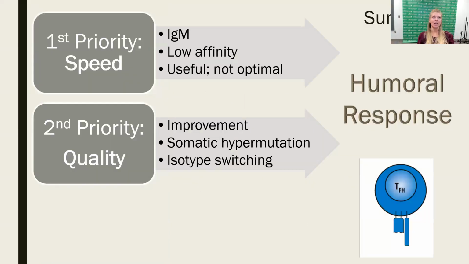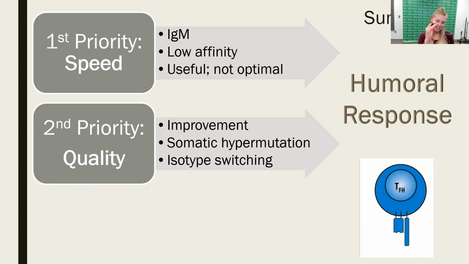So in summary, I have just a little bit of summary here for you. The first priority of any infection is speed, right? Low affinity, but it's going to be IgM, and it's not going to be very optimal. It might be somewhat useful, but at least it does something. Get it out of the gate.